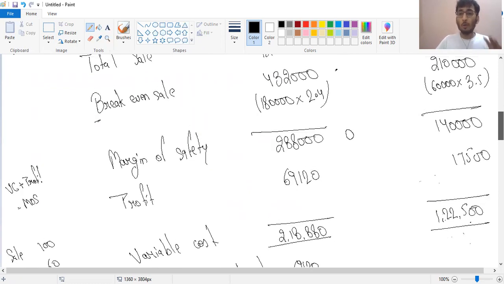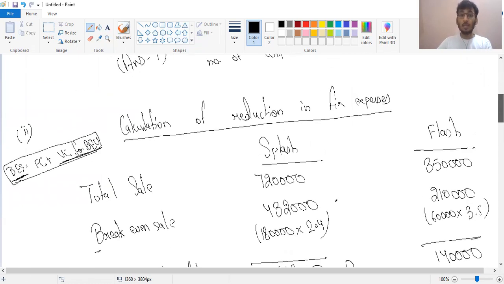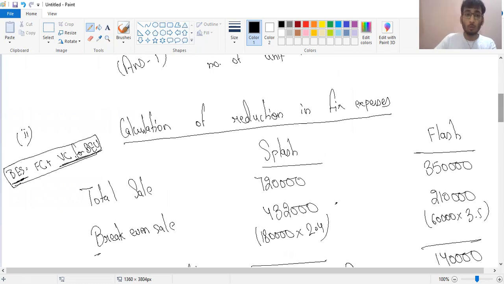Now what question is asking us? Question is asking us to calculate what is the saving in fixed cost. How we can calculate saving in fixed cost? We know the break even sale figure. We need to calculate the variable cost for break even units, for these 1,80,000 units. If we calculate that, we can simply calculate fixed cost, and once we calculate the fixed cost, we'll compare it with the fixed cost given to us, and we can simply find out the reduction.